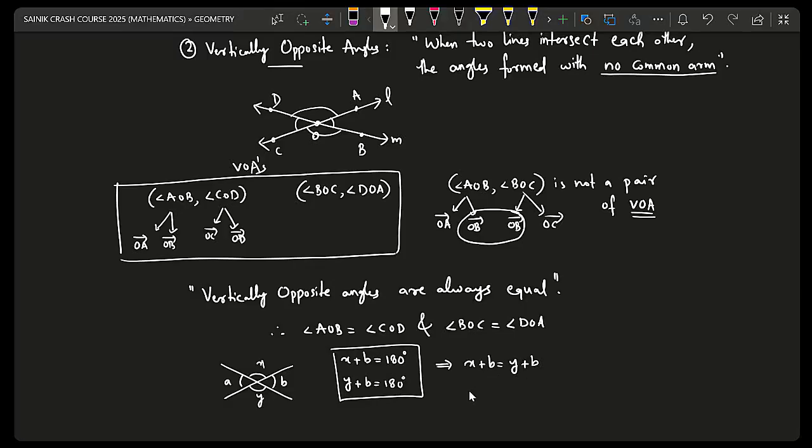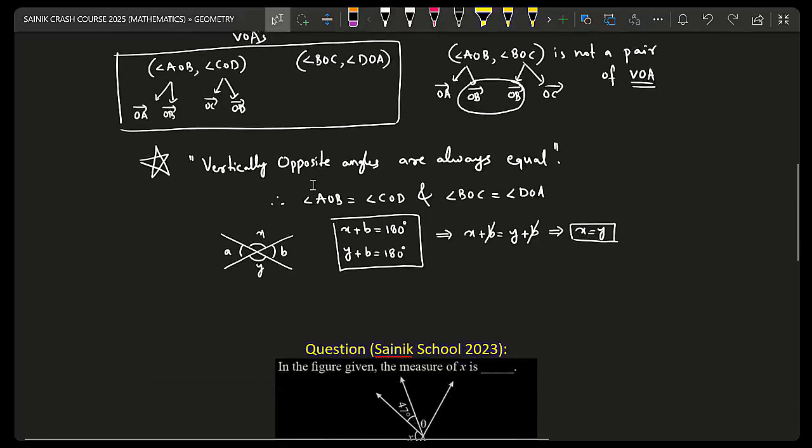Now you can see plus b is there on both LHS and RHS. We can cancel. So we got the final required proof, that is x is equal to y. So that's why vertically opposite angles are always equal. Similarly, we can prove a is equal to b because a and b are also vertically opposite. So this is a very, very important property, and all of you have to remember, that is vertically opposite angles are always equal. Okay. And next, the third pair we are going to discuss in this topic.